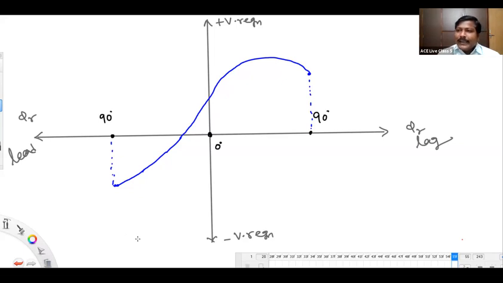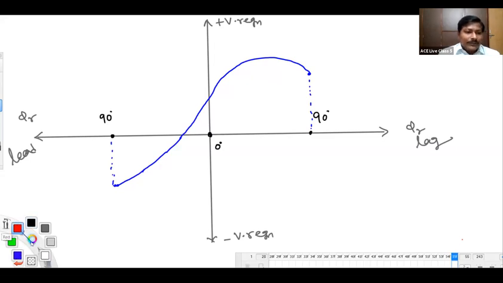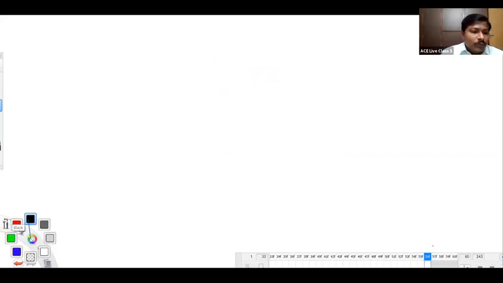Actually, the power factor angle practically has a range only between minus 90 to plus 90. So we no need to take up this whole cosine curve. We have to take only from minus 90 to plus 90. That will be sufficient. Next thing, you observe, starting from this 0 degree to 90 degree, lagging side. How is the voltage regulation all the time? Positive. Always voltage regulation value will be positive for lagging power factor loads. That's the first comment.